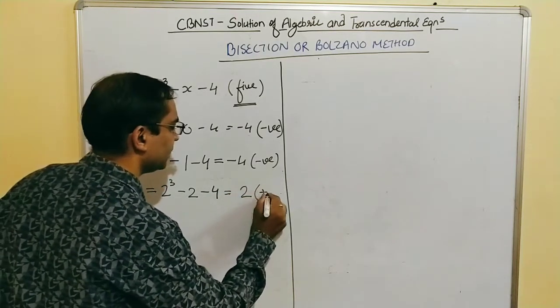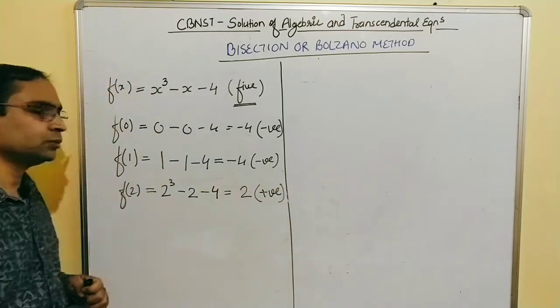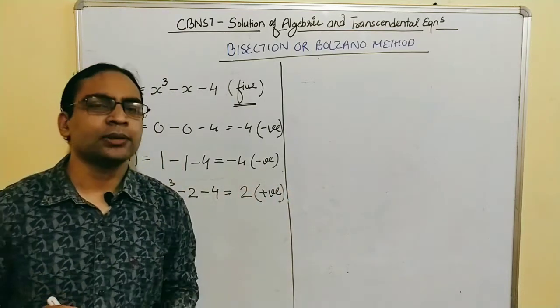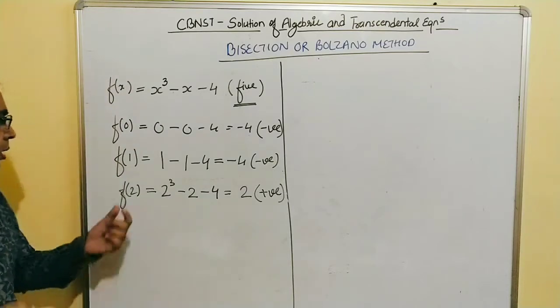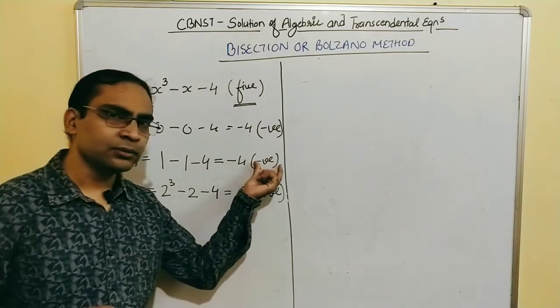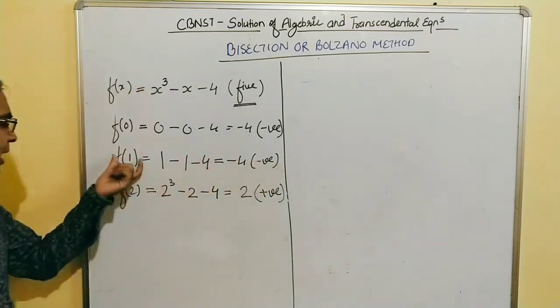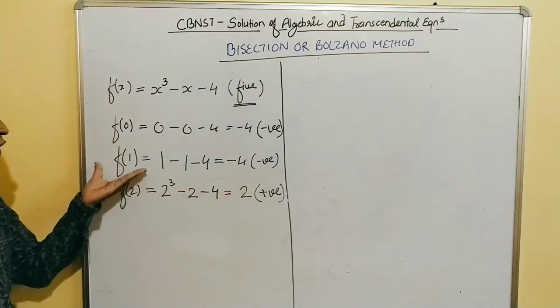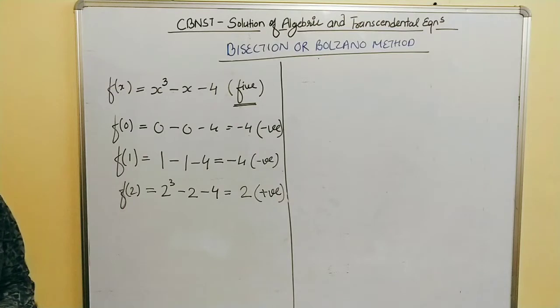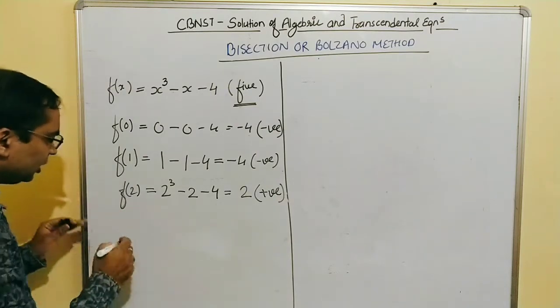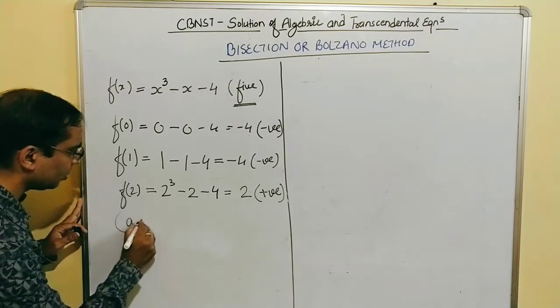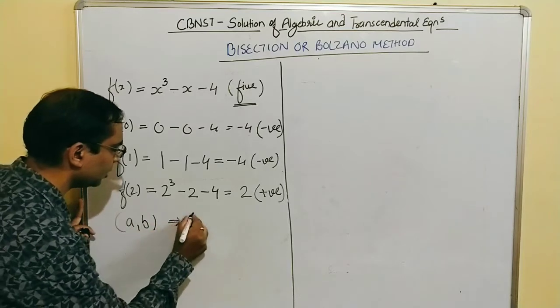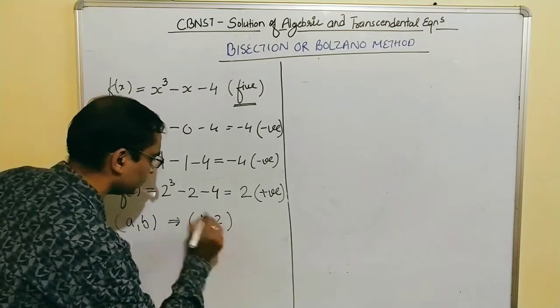And now you can see that this is a positive value. So we have got 2 points, at 1 the function's value is negative, and at the other point the function's value is positive. So we will take this as our initial interval. We'll select this as our initial interval. So our initial interval, let's say a comma b, comes to be 1 comma 2.